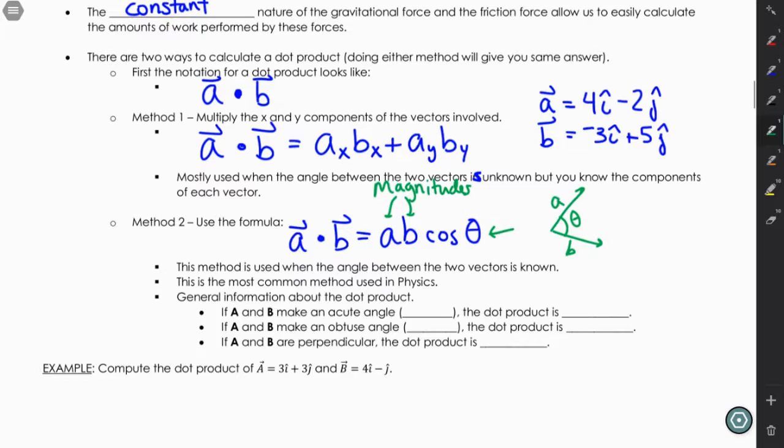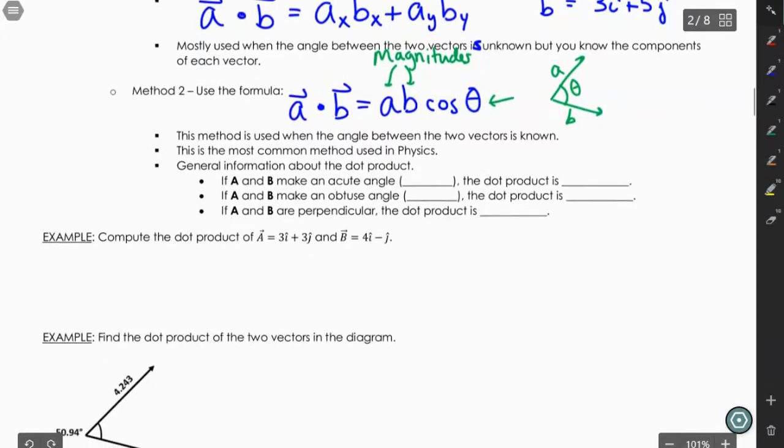Just some general information about this dot product, okay? One thing is that if A and B make an acute angle, where theta is less than 90 degrees, right? The dot product is going to be positive. If it makes an obtuse angle, where theta is greater than 90 degrees, it's going to be negative. Remember, we talked about positive work, negative work. When did that happen? When we're less than 90, greater than 90. And if they're perpendicular to each other, our dot product is going to be 0.